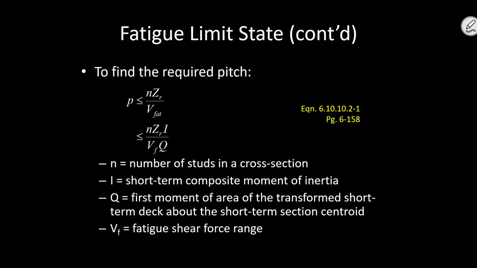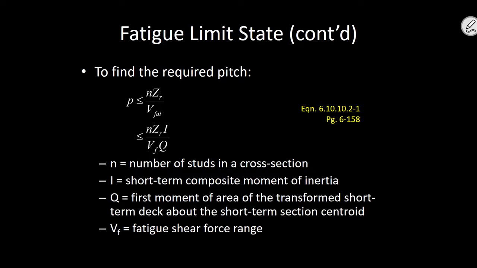So to calculate the required pitch, it's pretty straightforward. The number of studs per row times the fatigue capacity times moment of inertia, short-term composite moment of inertia, divided by V sub F. V sub F is the fatigue shear range. Just like with moments, we did the moment range, this is the fatigue shear range. So if you went from positive 70 to negative 10, it'd be a shear range of 80 kips. Make sense? All right, that's the fatigue shear range.